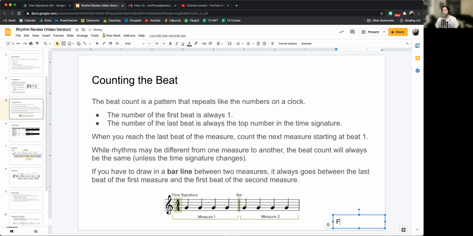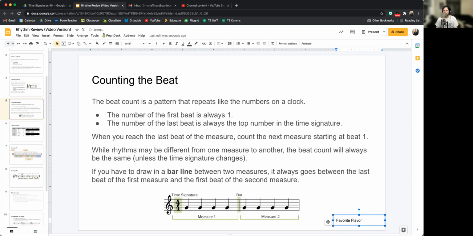So favorite flavor of ice cream, maybe it's mint chocolate chip, or maybe it's vanilla, or maybe it's chocolate. Who doesn't like chocolate ice cream? You're going to put your favorite flavor of ice cream there. I'm going to make the text a little bit smaller.